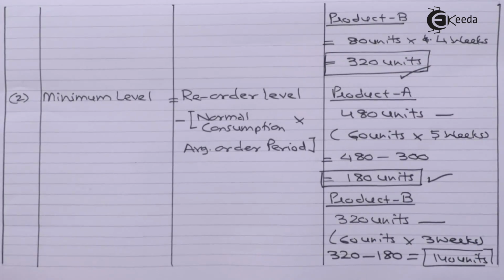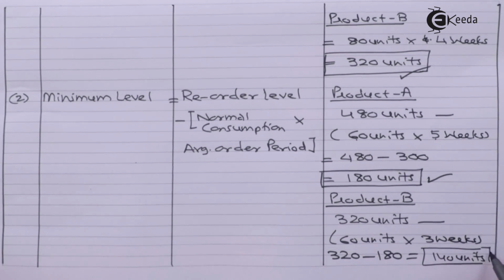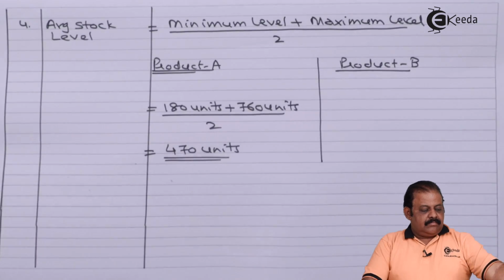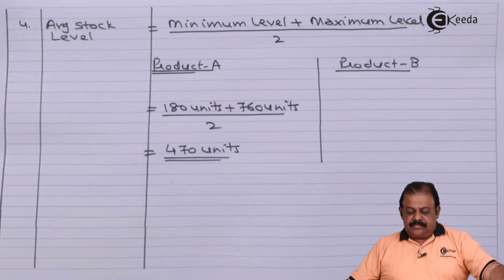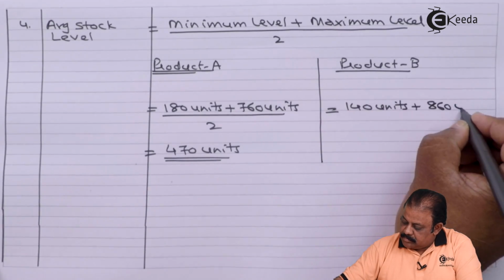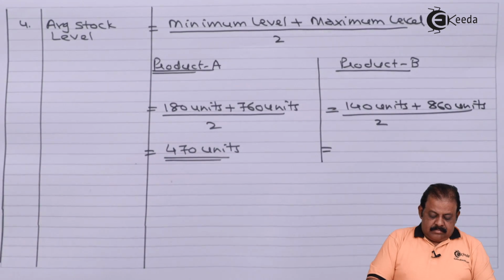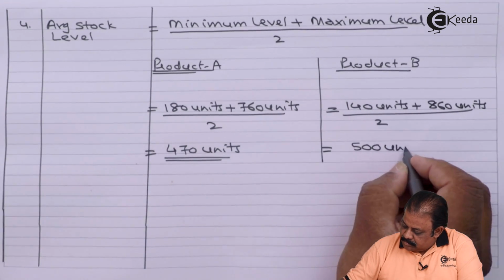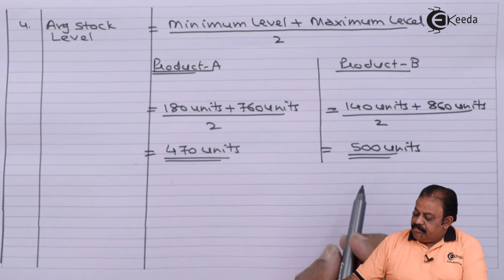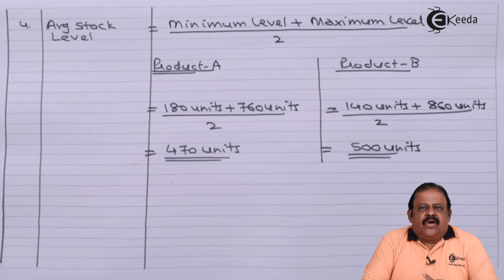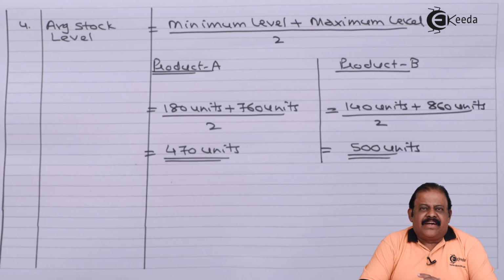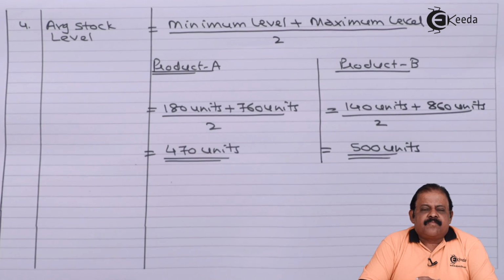In case of product B, minimum level is 140 units. Maximum level is 860 units. So in case of product B, average stock level is 500 units. This is how in case of two products we have calculated different levels of stock.